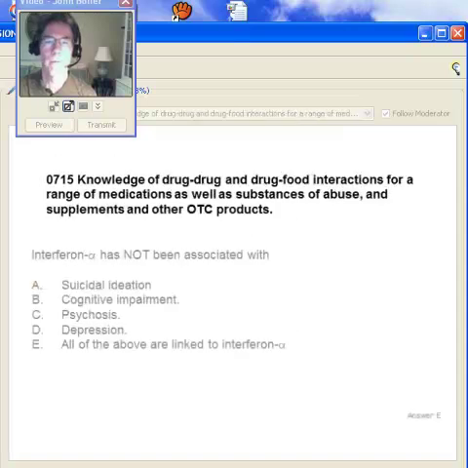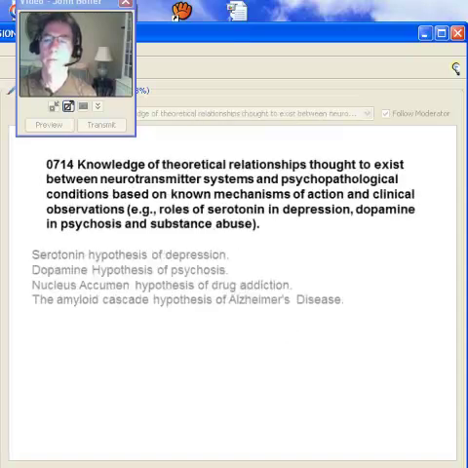Alright. So this is knowledge of theoretical relationships thought to exist between the neurotransmitter systems and the psychopathological conditions, based on known mechanisms of action and clinical observations. So there's no question here. Serotonin hypothesis of depression, dopamine hypothesis of psychosis, nucleus accumbens hypothesis of drug addiction, and amyloid cascade hypothesis for Alzheimer's disease. So those are all correct.